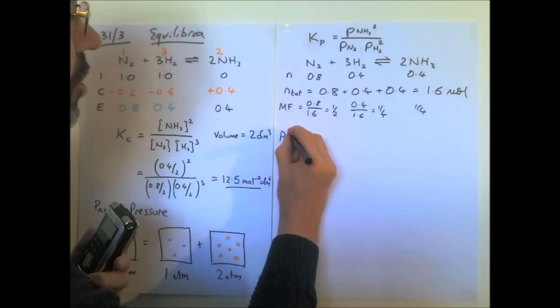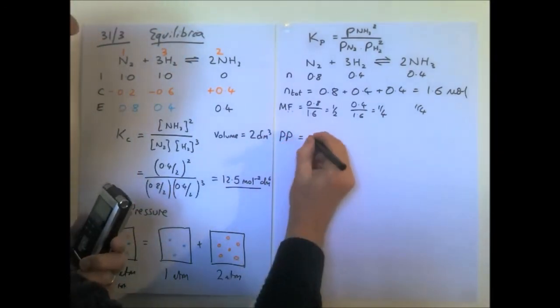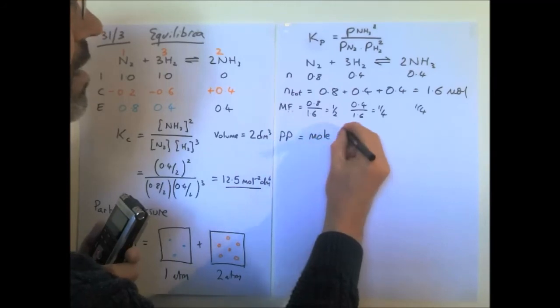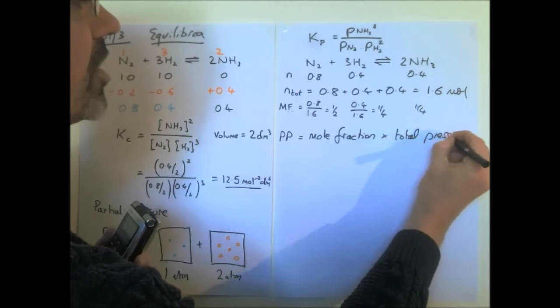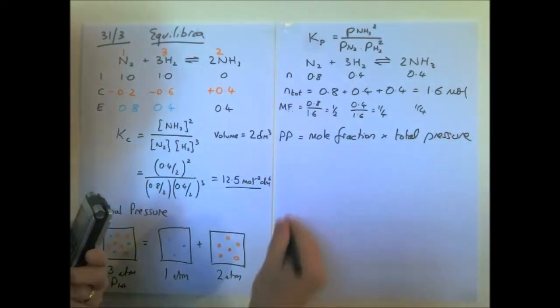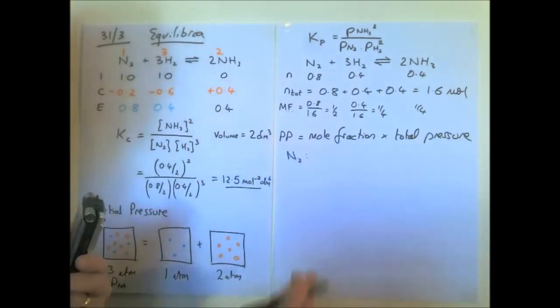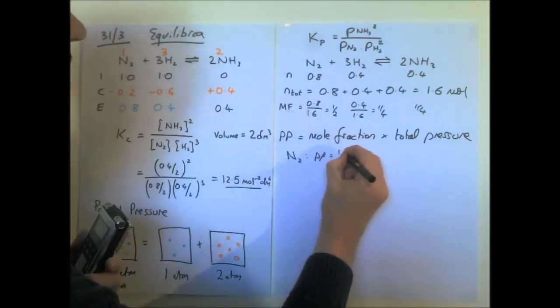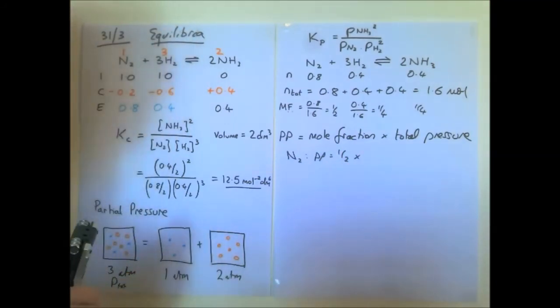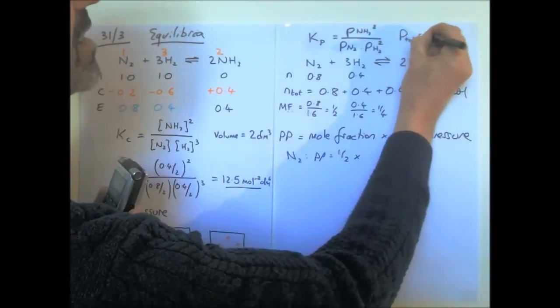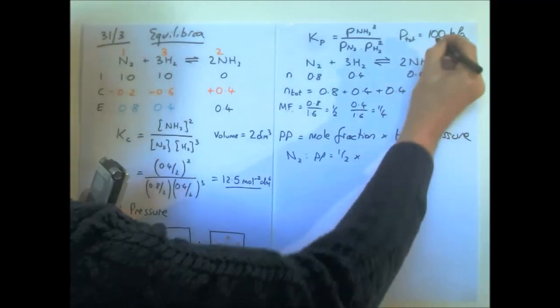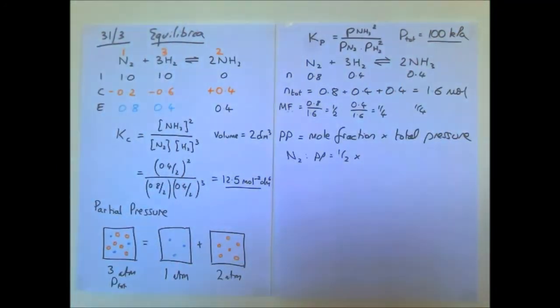So now we can work out partial pressures. Partial pressure is the mole fraction of a gas times the total pressure. So for nitrogen here, the partial pressure will be the mole fraction, a half, times the total pressure. Well, we didn't decide a total pressure, did we? Let's say the total pressure is 100 kPa. Keep things at atmospheric pressure for the moment. And of course we do work in pascals, not atmospheres as I used down here.